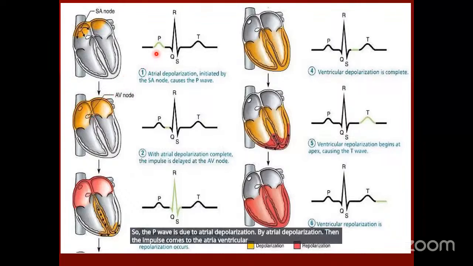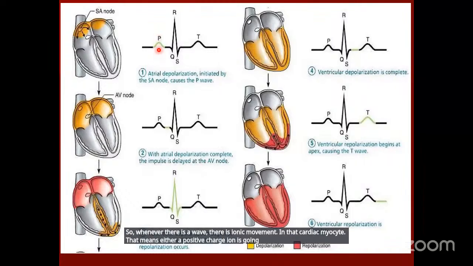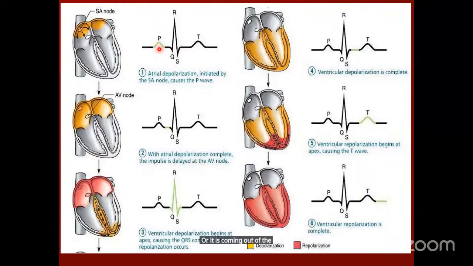So you can see that here the ECG is full of straight lines and also the waves. So whenever there is a wave, there is ionic movement in the cardiac myocyte. That means either the positive charge ion is going inside the cell or it is coming out of the cell. When that happens, it is a wave. If no ionic movement is happening, it is a line. So we have 3 waves and 3 lines.